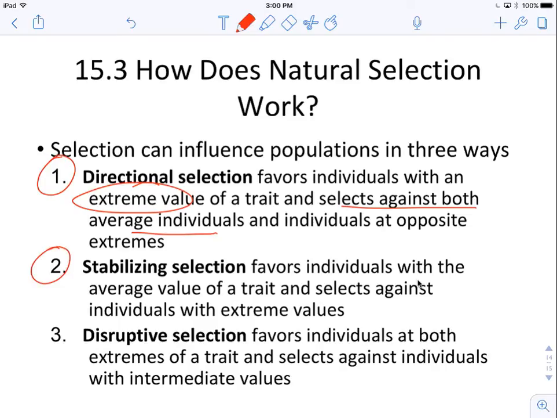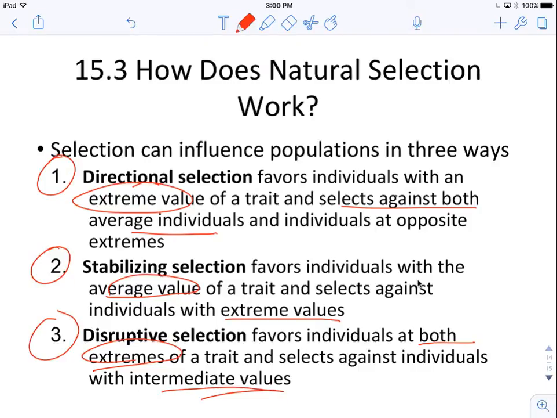The second one is stabilizing selection. Stabilizing selection favors individuals with average or intermediate phenotypes and selects against the extremes. And disruptive selection favors both extremes of a trait and selects against the intermediates.